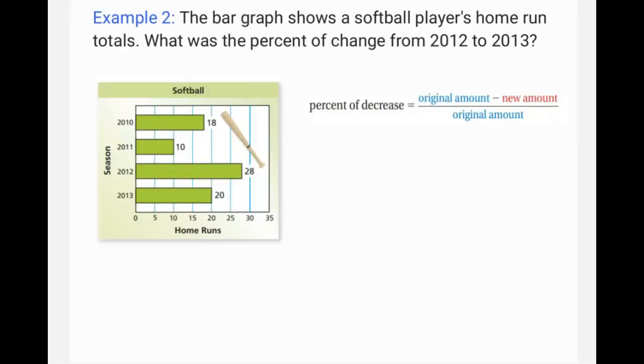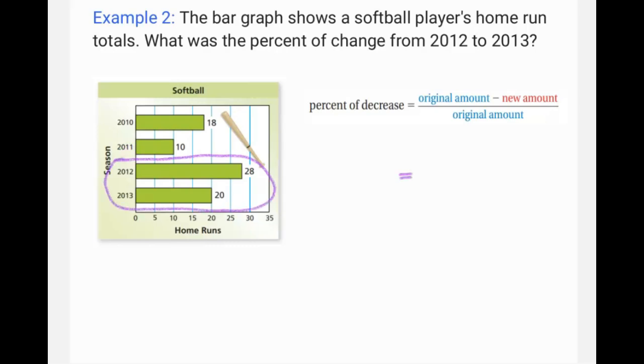Example 2, the bar graph shows a softball player's home run totals. What was the percent of change from 2012 to 2013? If you look at the home runs given in the bar graph, we're only looking at 2012 and 2013. So we're just considering the bottom part right here.